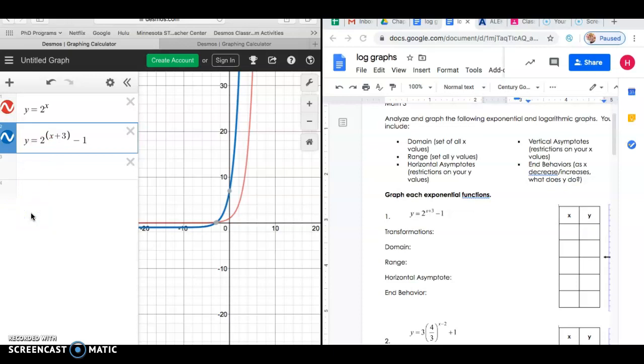Then you're going to go in here and type in your transformations. Well, how did this blue graph transform from the red graph, right? So we go in and we see that it shifted down 1 unit and to the left 3 units.